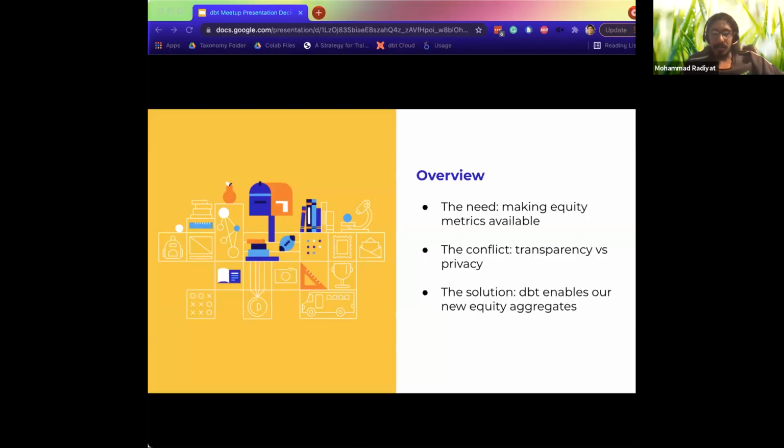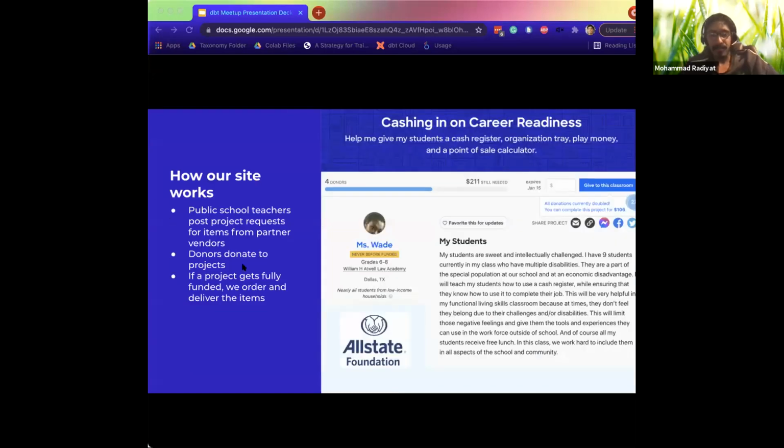So here's a really quick overview of what I'm going to cover. The first thing is the actual need that we have to make equity metrics available to all staff, the problems that we ran into in finding a balance between transparency of demographic insights and teacher privacy. And lastly, and most importantly, how we use dbt to enable our new equity aggregates solution.